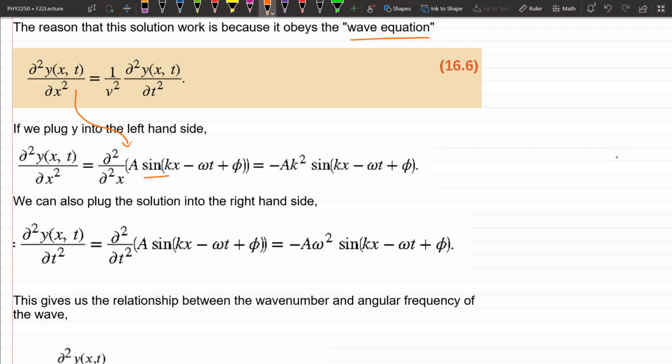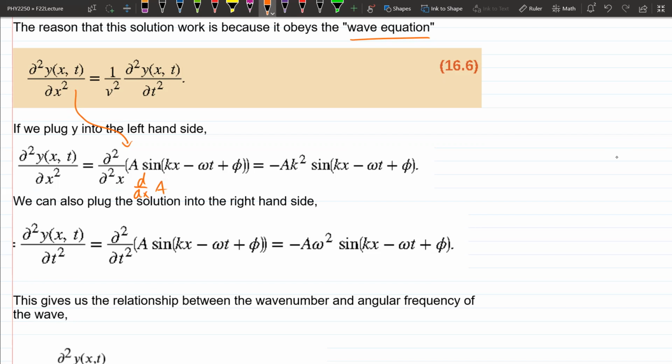kx minus omega t plus some phase shift, okay? Every time you take a derivative, remember, you change the sine function into a cosine function, and then you pop out a factor that's in front of whatever variable you're taking derivative of. In this case, since we're taking derivative with respect to x, the k pops out, right? So that's the first derivative.